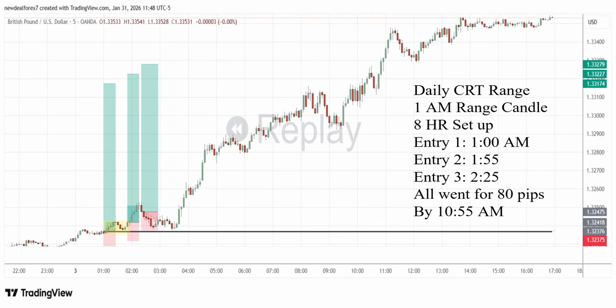So I start trading at 1 a.m. and 9 a.m. In this case, it was the 1 a.m. that paid the best. So 1 a.m. would have been the first entry right here, right as the candle opened at 1 a.m. Just take it, because I'm looking at the 8-hour intervals. Entry number 2 could have been right here at about 1:55, about an hour later, and my last entry a little over 30 minutes later at 2:25. This trade may have had a little drawdown, but eventually price did go the 80 pips by 10:55 a.m. So that's how that worked out.